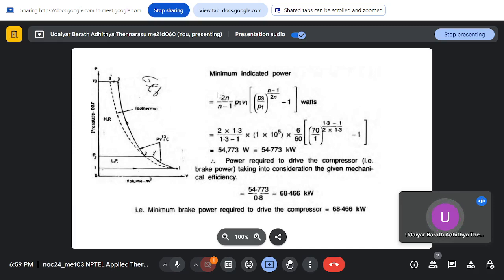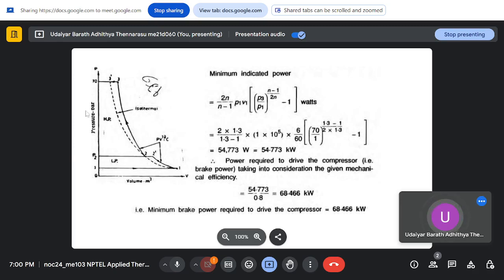Substituting here, 2n by n minus 1 into P1 V1 into Rp raised to power n minus 1 by 2n, minus 1. That is the total minimum indicated power for the two stages. Substituting the values, n is 1.3, the inlet pressure is 1 bar, so 1 into 10 to the power 5, the volume is 6 meter cube per minute, so 6 by 60, and the outlet pressure is 70 bar and inlet pressure is 1. Substituting, you get 54.773 kilowatt. So that is the power required to drive the compressor.